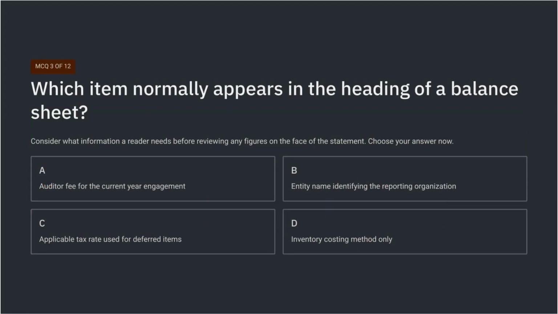Here is MCQ 3. Which item normally appears in the heading of a balance sheet? Before looking at numbers, users need to know whose statement they are reading, what statement it is, and the reporting date. This question is not about note disclosures or tax calculations, it is about the basic heading information. Review each option carefully and choose the one that belongs in the heading.